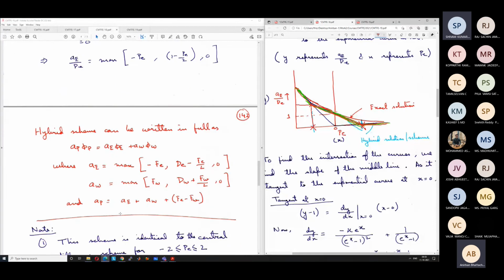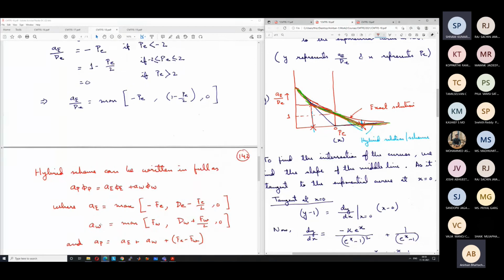Similarly, we can proceed. We will not do it here. We can proceed to find the coefficient AW by DW, and from that AW. Okay, so from A by D we can find AE. Just multiply this side by D. The Peclet number is Fe by D, so Fe by D into D is Fe. So this can also be written as A is equal to max of minus Fe, D minus Fe by 2 and 0. Okay. So this is our coefficient finally, A, in terms of Fe and D.